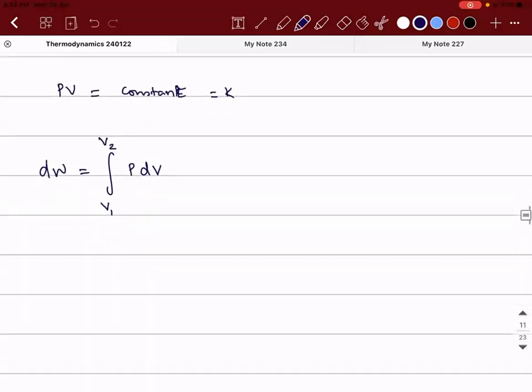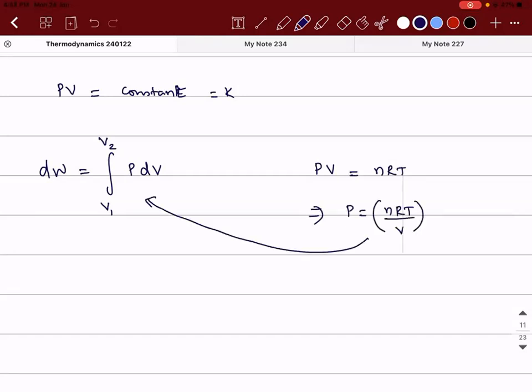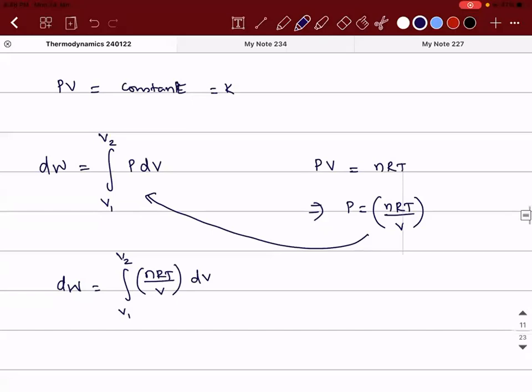When this is going to be the scenario, I know that PV is equal to nRT, which implies P will be equal to nRT divided by V. So I will take this and substitute it here. So dW is equal to the integral of V1 to V2, P dV, which is nRT divided by V into dV.